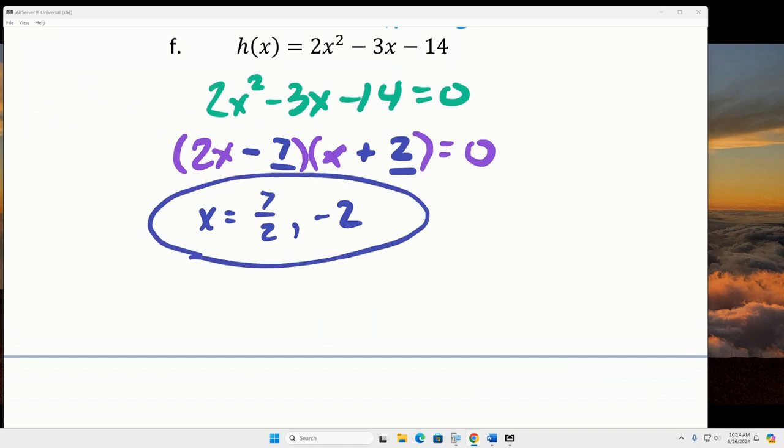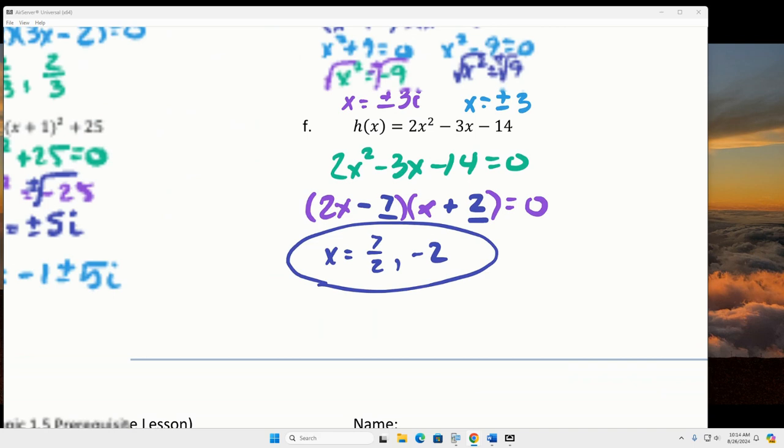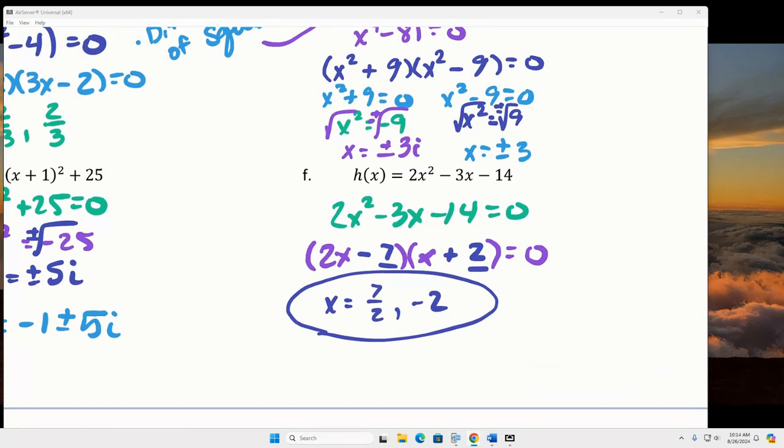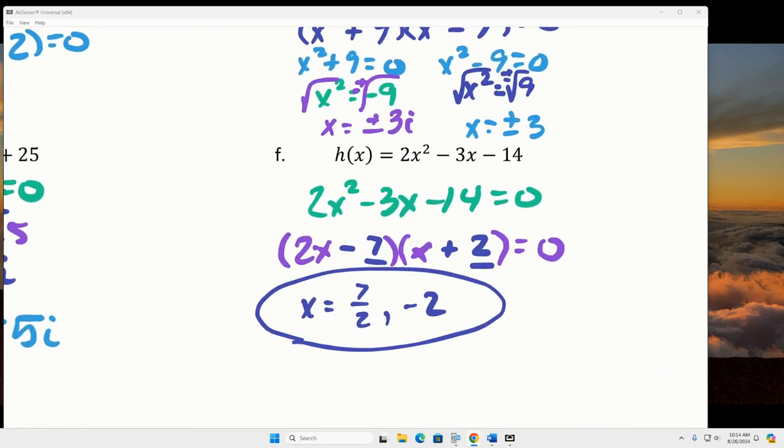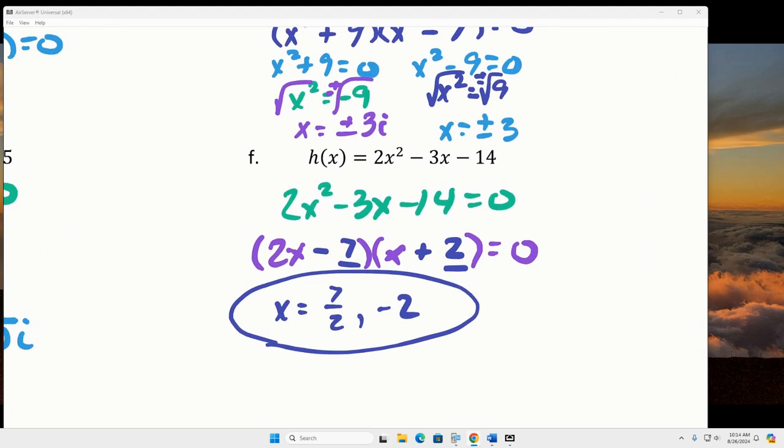All right, your assignment is on the back of this. I have already posted the answers, but make sure you're showing me your factoring if there's factoring to do, or any steps that you need to do.